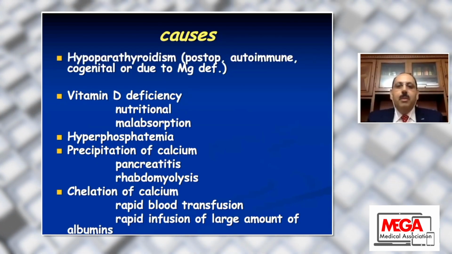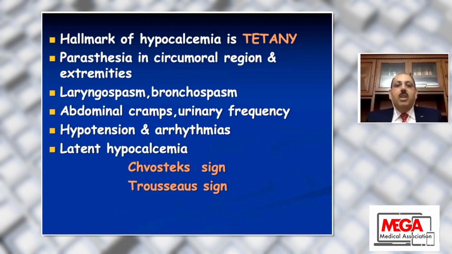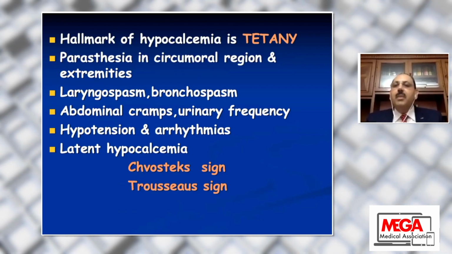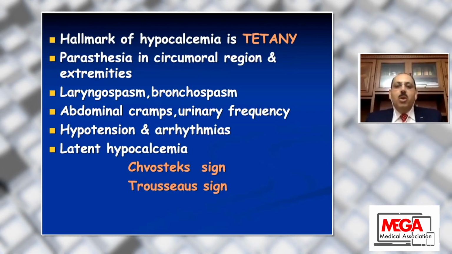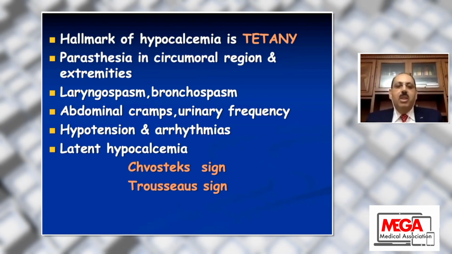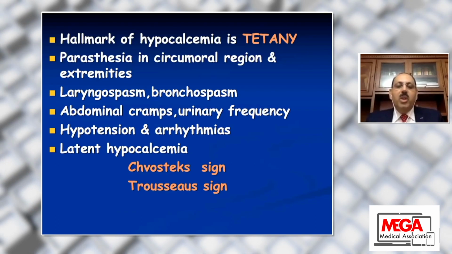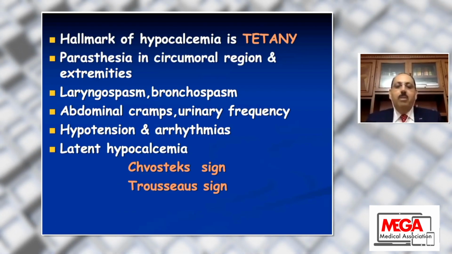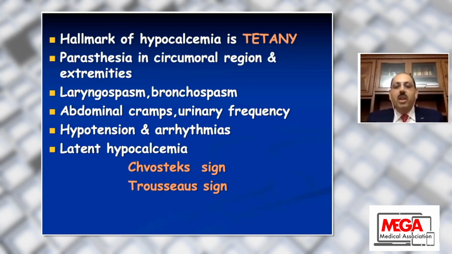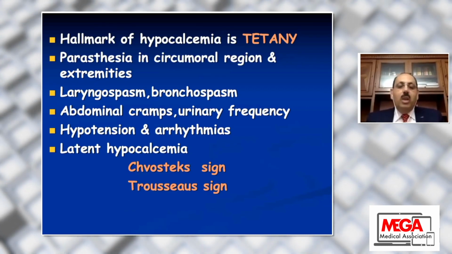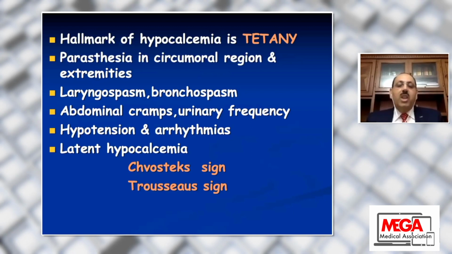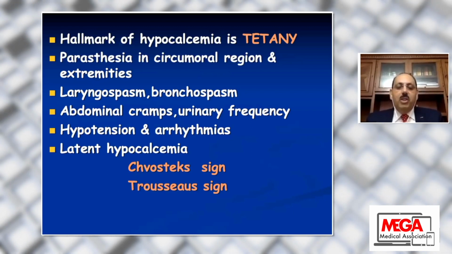Here the clinical picture of hypocalcemia is tetany or paresthesia in the circumoral region and the extremities. Also laryngospasm and bronchospasm may occur, abdominal cramps, increased urinary frequency, hypotension and arrhythmia may occur. Also latent hypocalcemia, which can be manifested by Chvostek sign or Trousseau sign.